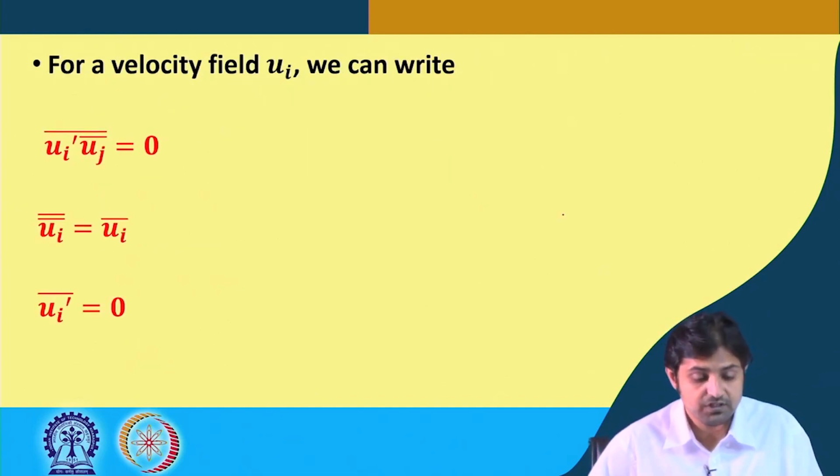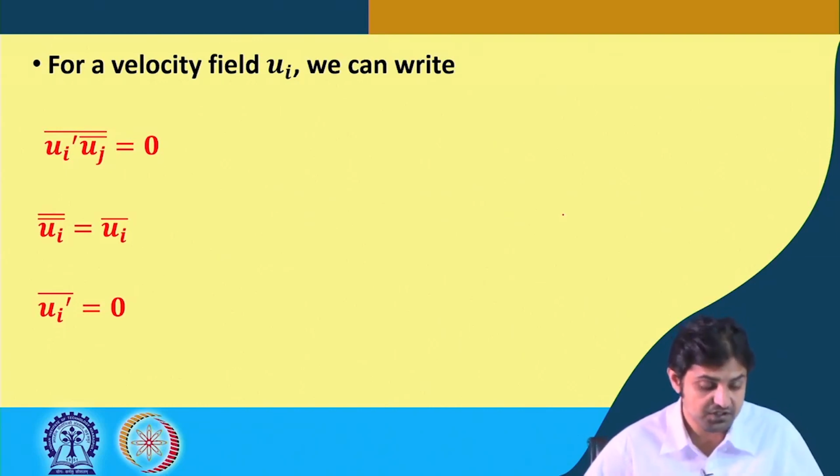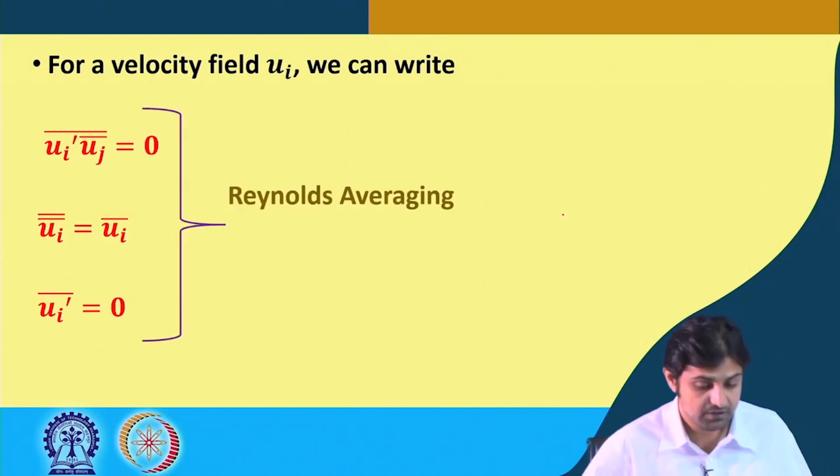So for a velocity field ui, we can write ui prime times uj bar, to the whole bar, is equal to 0. Also ui double bar is equal to ui bar. If you take the average of the average, it is the average itself, and the fluctuation, if it is averaged, it is 0. Alright. This is Reynolds averaging.